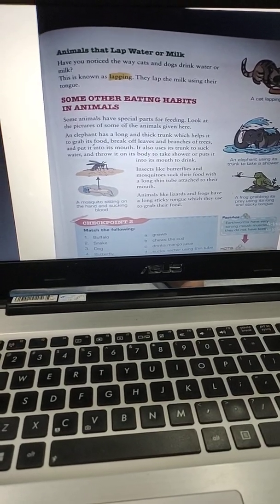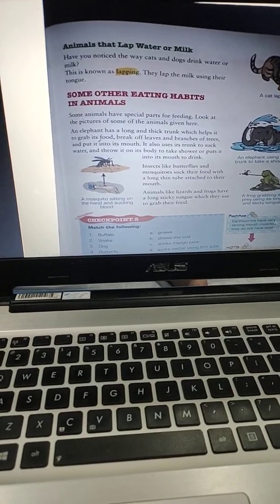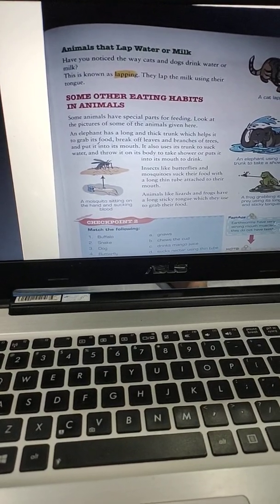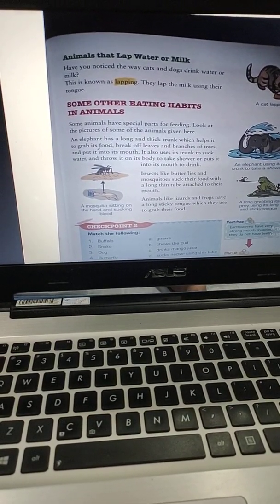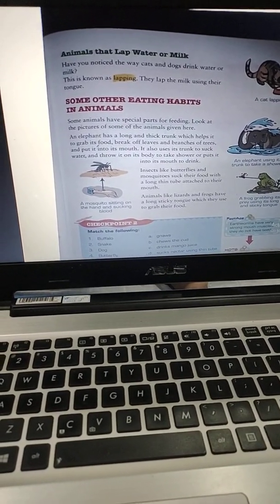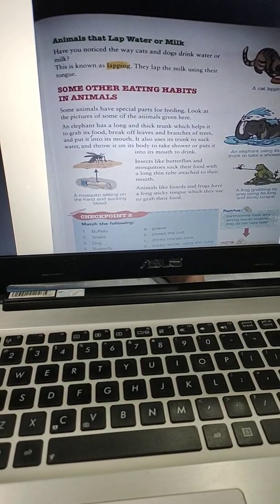The elephant uses its trunk. The elephant uses its long trunk, which helps it to grab the food or to break the leaves of the tree, and then with the help of the trunk, it puts the food into its mouth. So the animal eats like this.